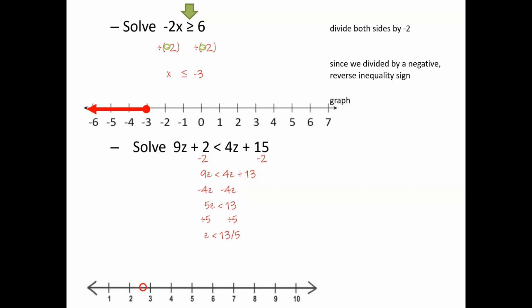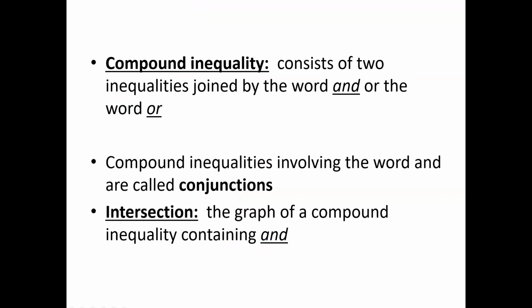And which way is our arrow going to go? We want something less than that. Is 2 less than 2 3/5, or is 3 less than 2 3/5? 2 is. So our arrow goes in that direction. All right.